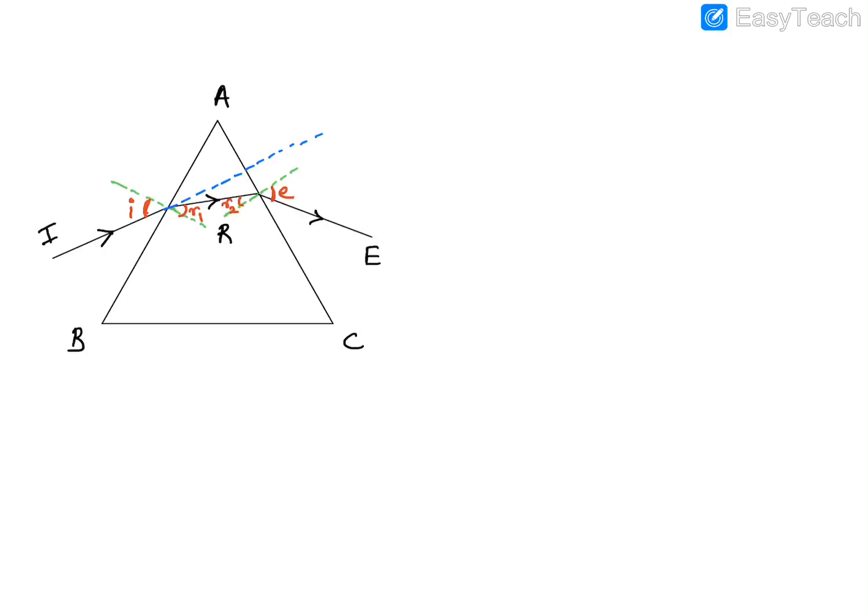Now if you produce the ray backwards, the emergent ray backwards, what will you find? They are forming some angle. And the angle which is formed by them, that angle is called delta. Okay, not delta exactly, it's actually called the angle of deviation. This angle is called the angle of deviation.